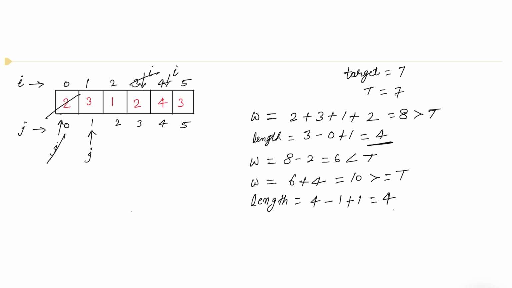So now again what I will do is remove the second element. That means now the sliding window sum is 10 minus 3, this is 7. 7 is greater than or equal to target, yes. So if I remove this 3 and now J will point here, then how much is its length?